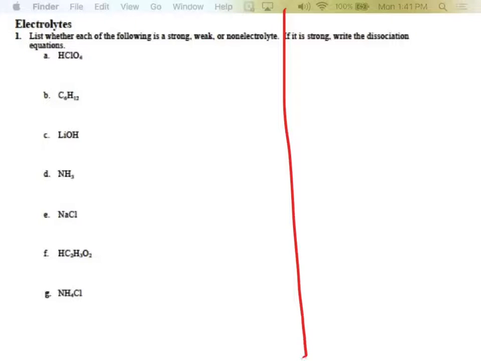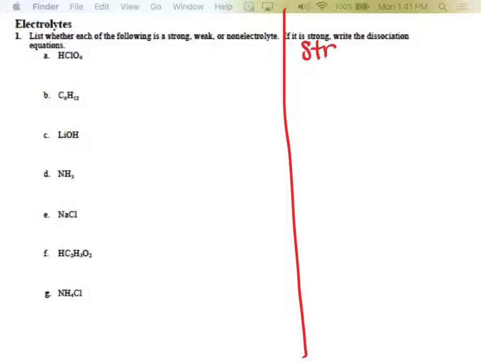All right, I'm going to draw a line here because I want to put some notes over here. My worksheet says list whether each of the following is a strong, weak, or non-electrolyte. If it's strong, write the dissociation equation. I want to know what it's going to look like when it breaks up. So first of all, we need to talk about what's a strong acid or base.